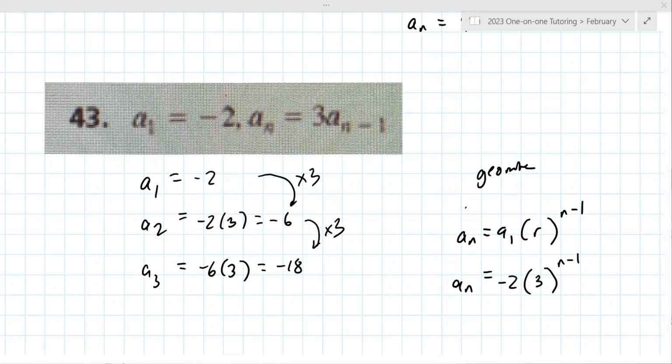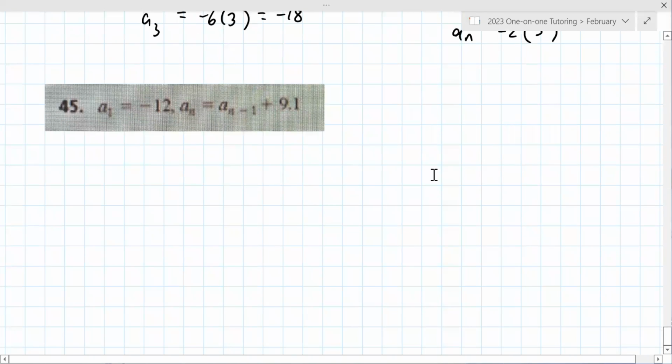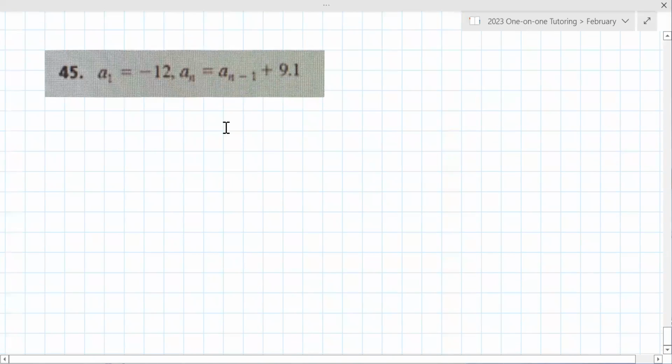Okay. So thankfully 45 is like 41. In the case of 43, get some more explanation in class. I really rushed through that. 45 though is much more like what we've been seeing.